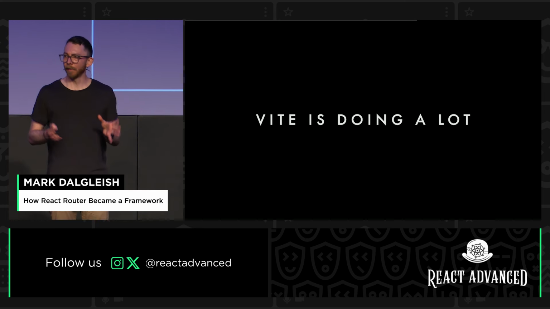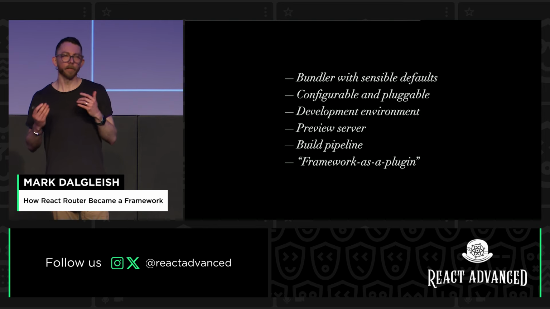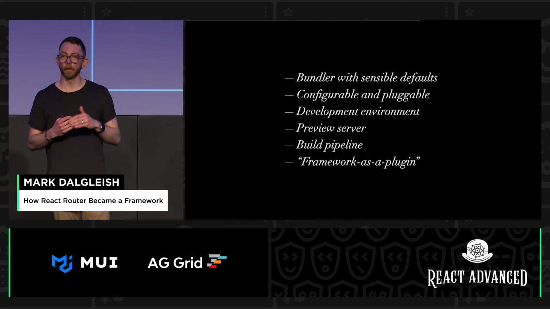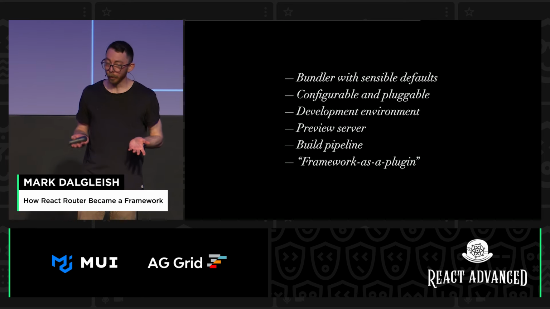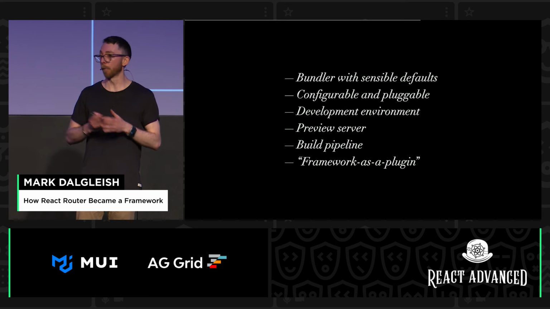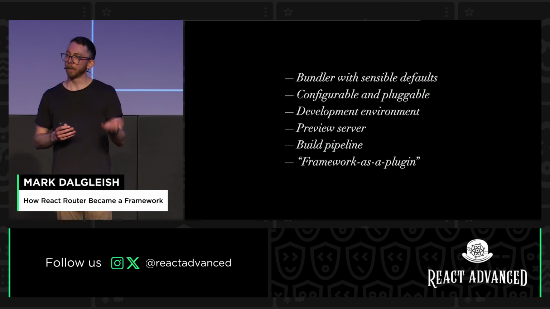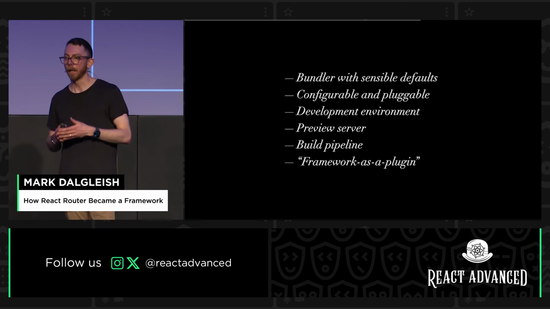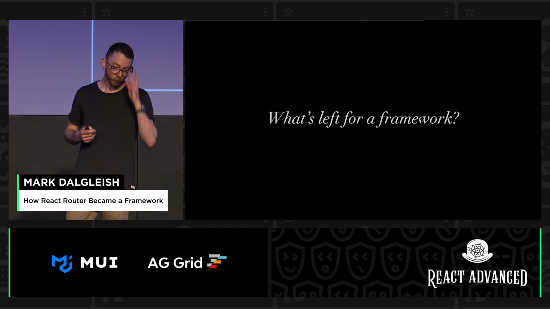So when you put all this together, Vite is really doing a lot from a framework maintainer perspective. Vite's giving us a really great bundler with sensible defaults. So a lot of those features that I listed earlier, we had to add on top of ESBuild. These just come out of the box with Vite. But the whole thing is configurable and pluggable, and those plugins are composable, so it's trivial to add a bunch of them together. You get that great development environment with hot module reloading, preview server if you need it, and build pipeline. And now with the environment API, we're getting this framework as a plugin pattern.